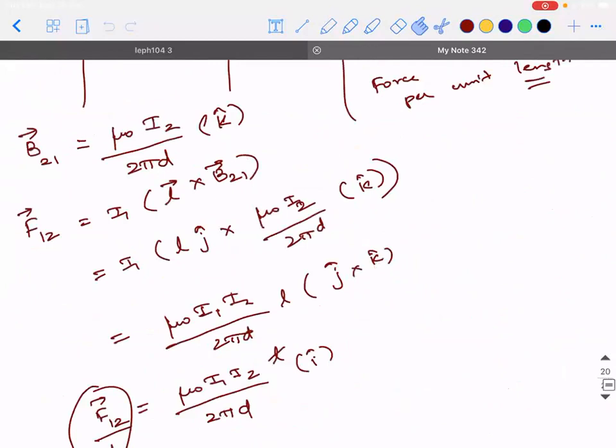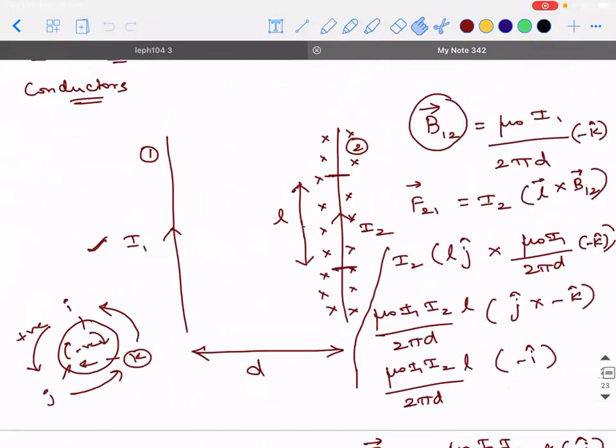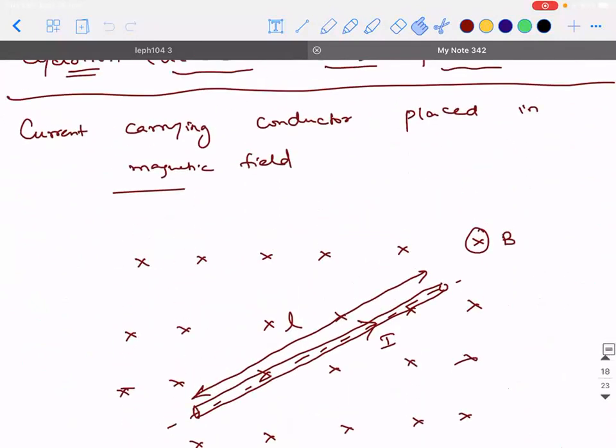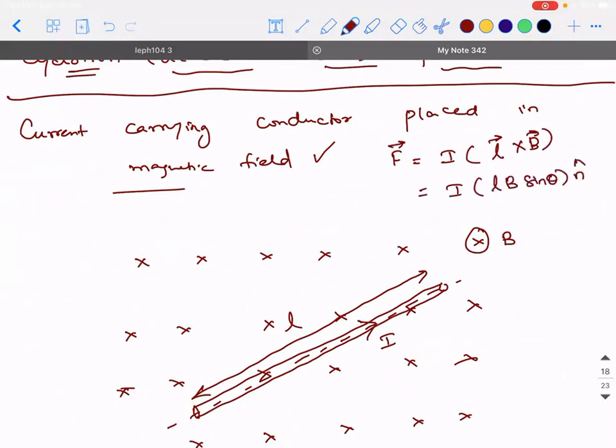Before we get started with the next concept, let's try to understand how to apply these concepts in problems. Can you tell me what will be the force experienced by a current carrying conductor placed in an external magnetic field? What is the value of it? F is equal to I L B sin theta. In vector form, it is I times L vector cross B vector, or I L B sin theta times n cap, whereas in terms of magnitude, it will be B into I into L sin theta.